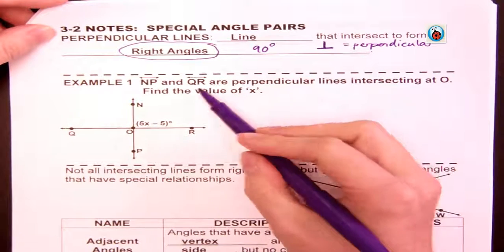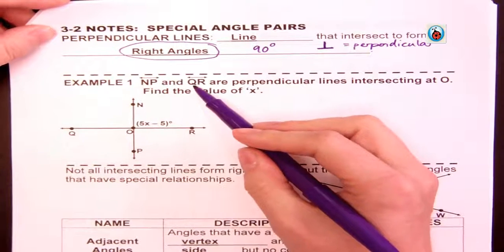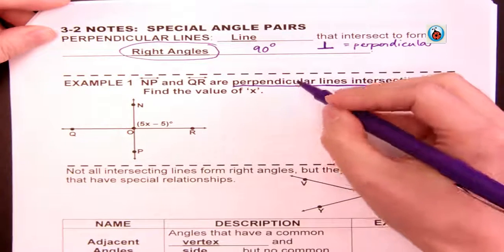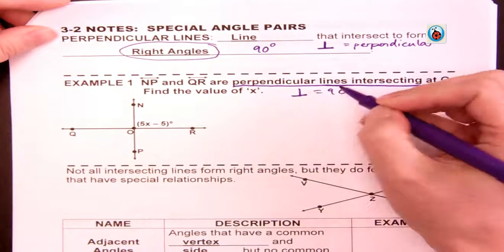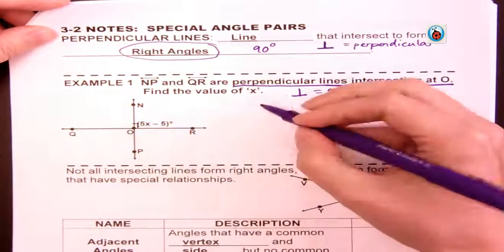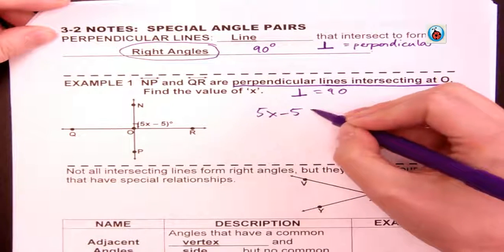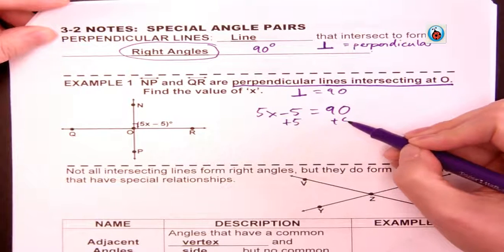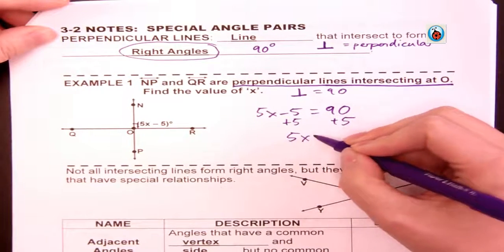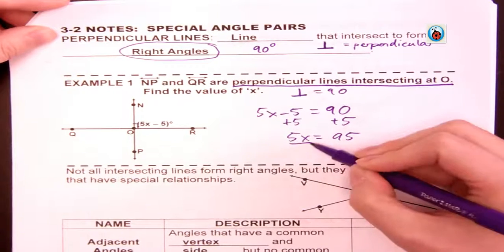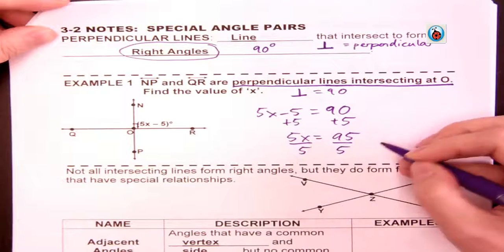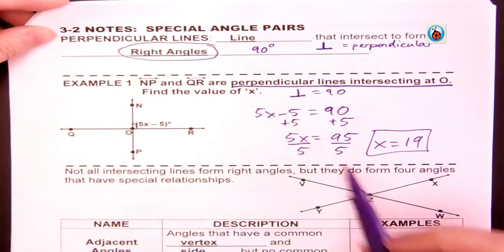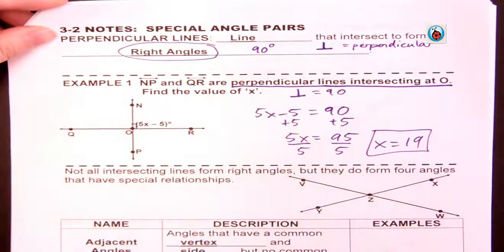And so here it tells us by definition, line NP and line QR are perpendicular lines intersecting at O. Find the value of x. Well, we know that perpendicular lines equal 90 degrees, and so we just have to plug in 5x minus 5 equals 90. And then we solve. So we add 5 to both sides to get 5x equals 95. And divide by 5 to get x equals 19. So really easy. We just remember perpendicular means 90 degrees.